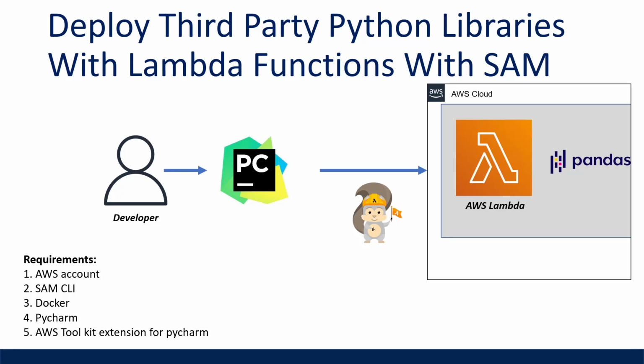This video is on how to deploy third-party Python libraries with your Lambda function using SAM, which stands for Serverless Application Model. I'm going to be demonstrating this with PyCharm using the AWS Toolkit extension by deploying the Pandas Python library with my Lambda function.